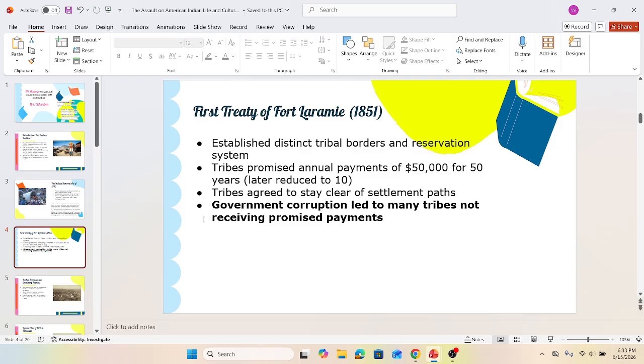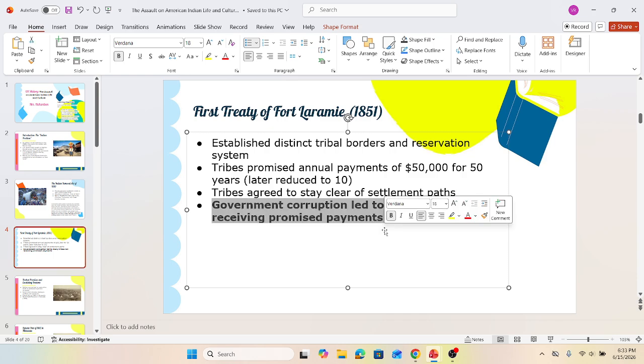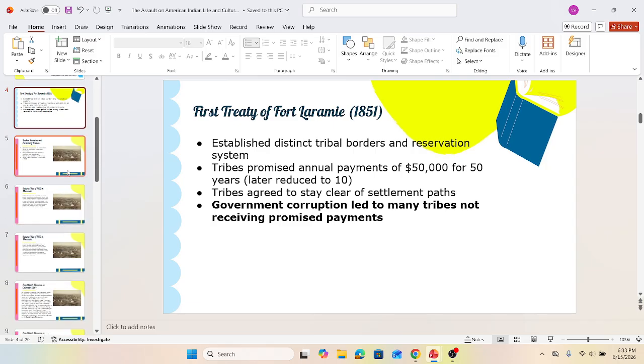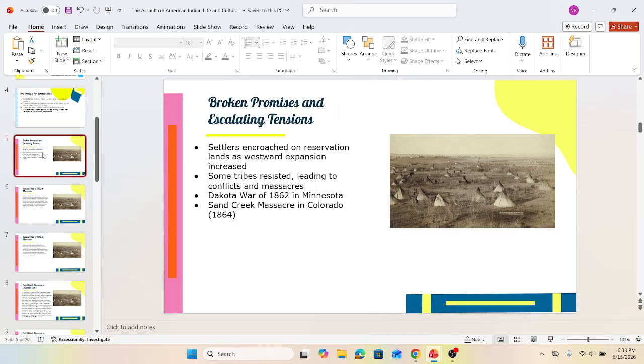However, government corruption led to many tribes not receiving the promised payments. These tribes were forced onto land and then not provided for, and sometimes eventually retaliated due to desperation, starvation, and broken promises. Settlers continued to encroach even on reservation land. So land was promised in reservations and set aside for Native Americans and then was taken away repeatedly by the U.S. government and by American settlers as westward expansion continued to increase, and American settlers took more and more land and the U.S. government took more and more land.